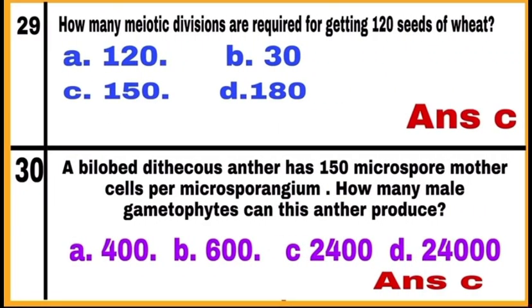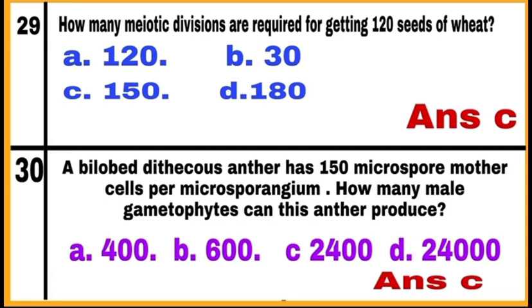Question 29. How many meiotic divisions are required for getting 120 seeds of wheat? Option C. 150 meiotic divisions are required. 120 divisions for getting 120 female gametophytes and 30 divisions for getting 120 pollen grains. So, here mark C as a correct answer.